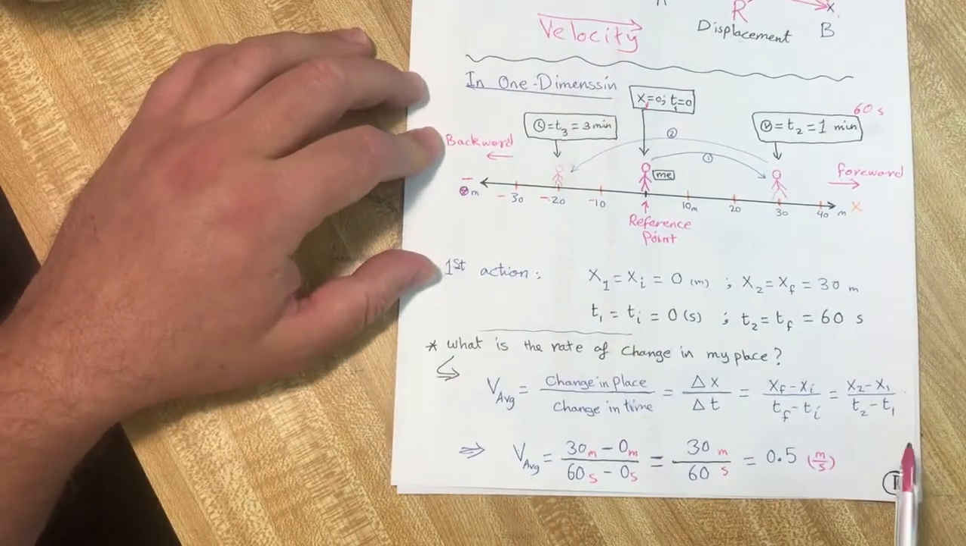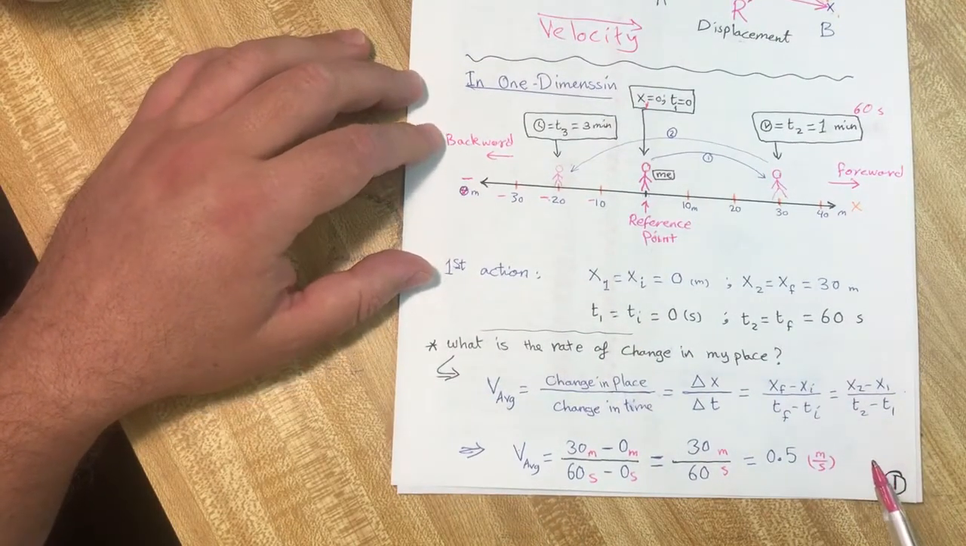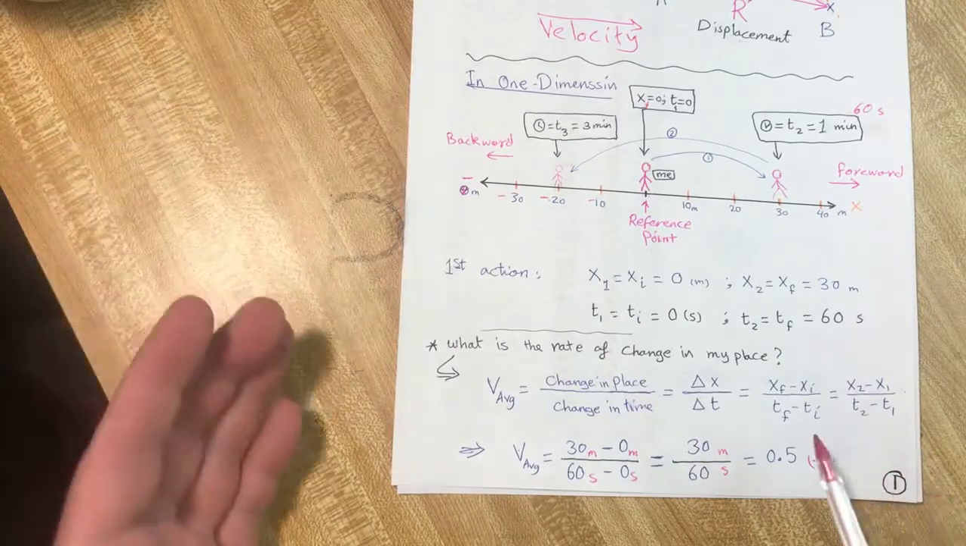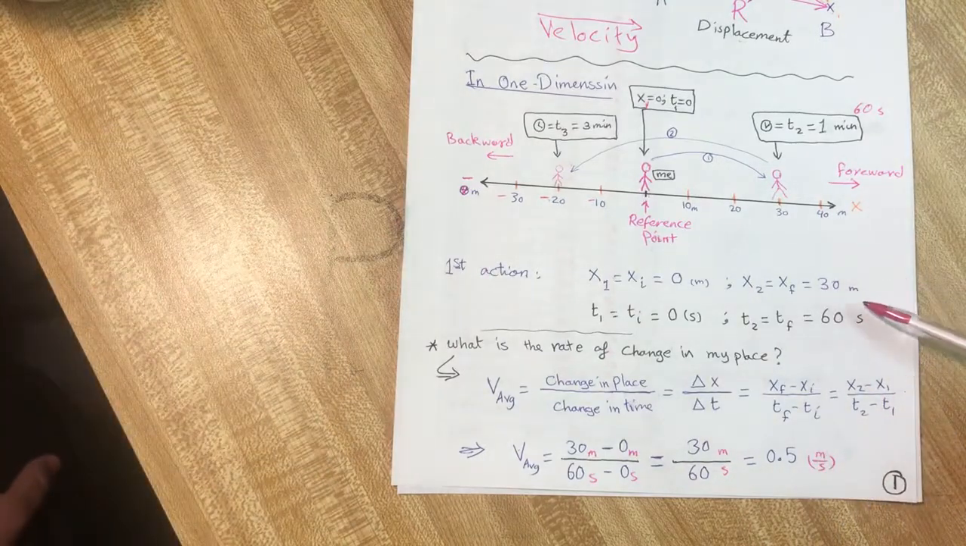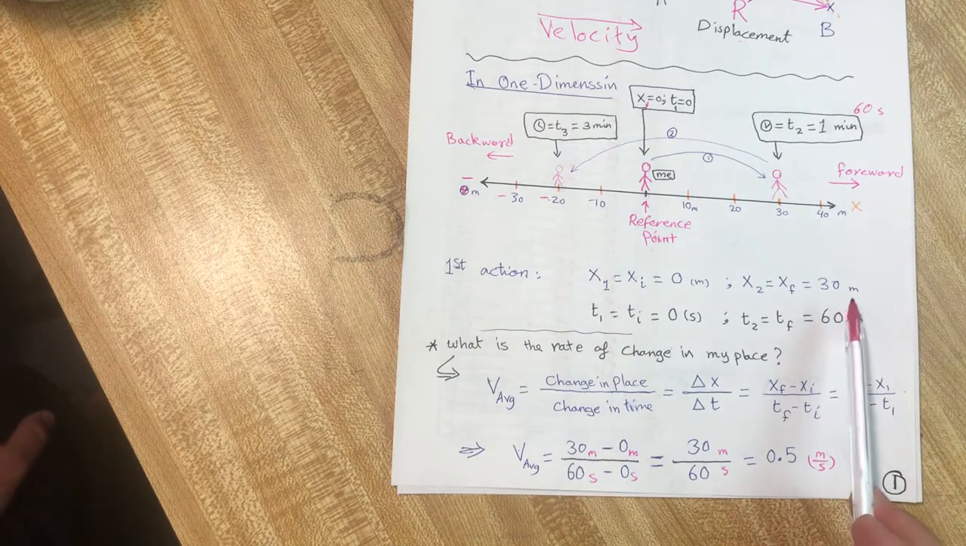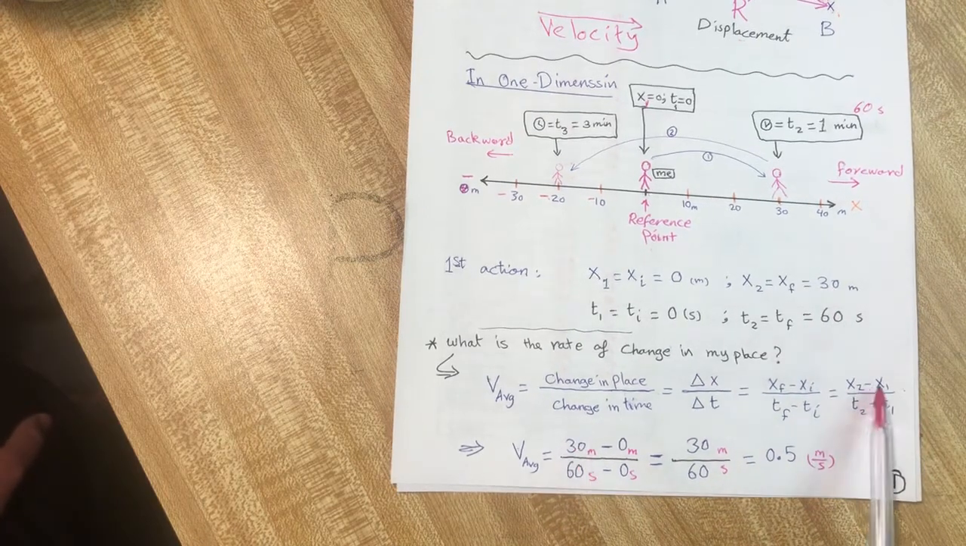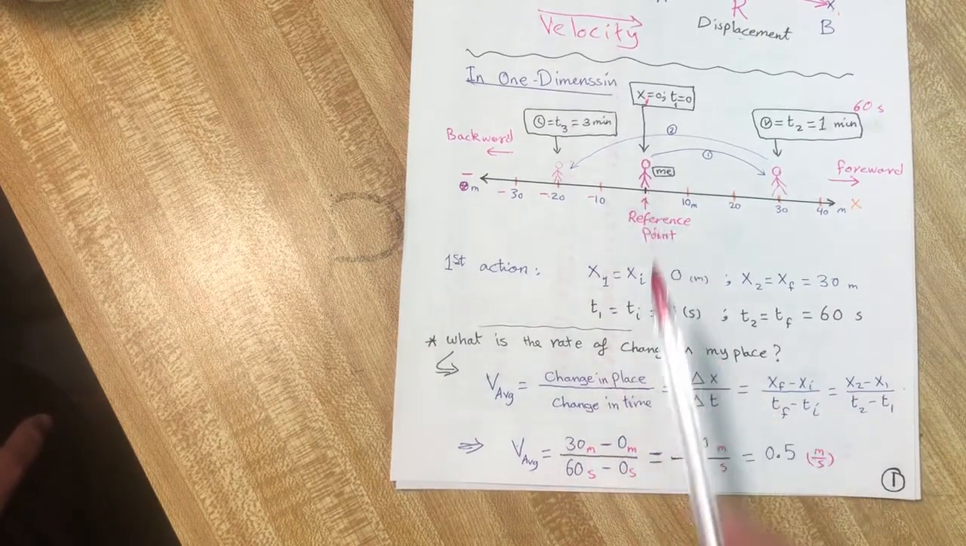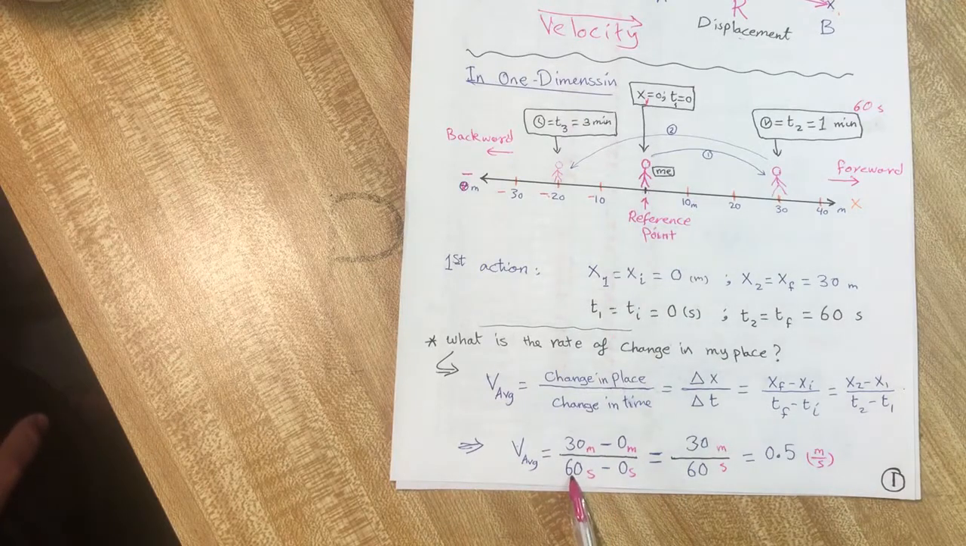Okay, now we need to start putting our numerical values in our formula. V average is equal to x2, which is 30, minus x1, which is 0, the initial place, over 60, which is t2, minus t1 or t initial.